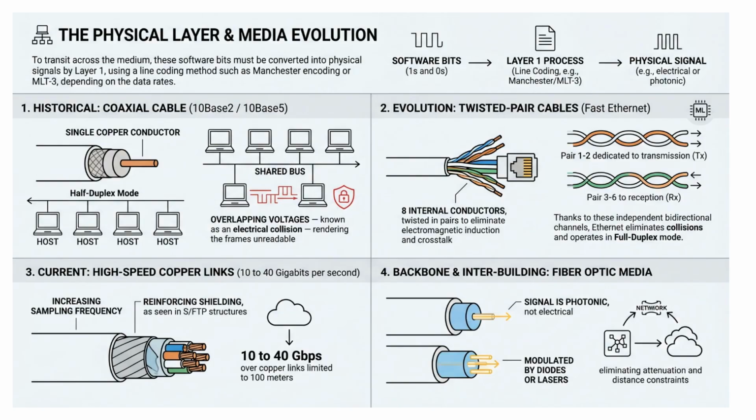Increasing the sampling frequency and reinforcing the shielding, as seen in S/FTP structures, currently allows for data rates ranging from 10 to 40 gigabits per second over copper links limited to 100 meters. For interbuilding or backbone links, the Ethernet standard integrates fiber optic media. The signal is no longer electrical, but photonic, modulated by diodes or lasers, eliminating attenuation and distance constraints.